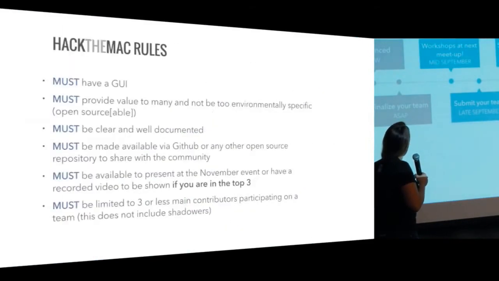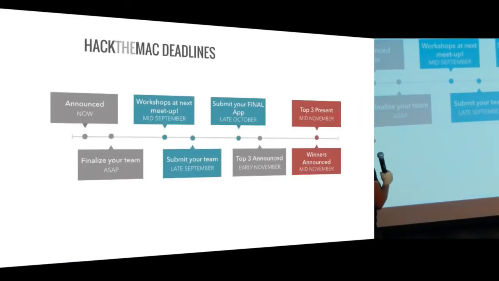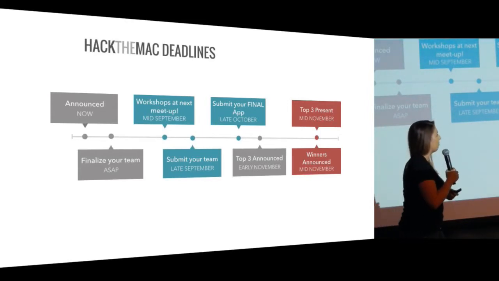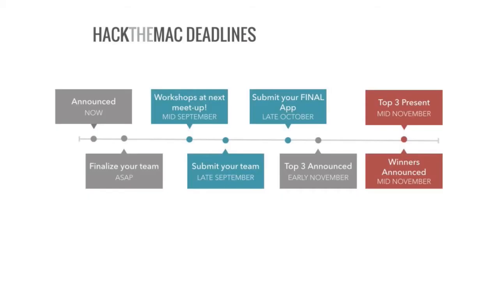So, the deadlines. Come up with a team. Actually, you should probably come up with an idea first for an app, then come up with a team. So do that as soon as possible. The date for the next meetup is still TBD. I'm hoping to get that out soon. And then we're going to have our meetup in September, next month. That's going to have 2 awesome workshops I'm talking about in a bit.